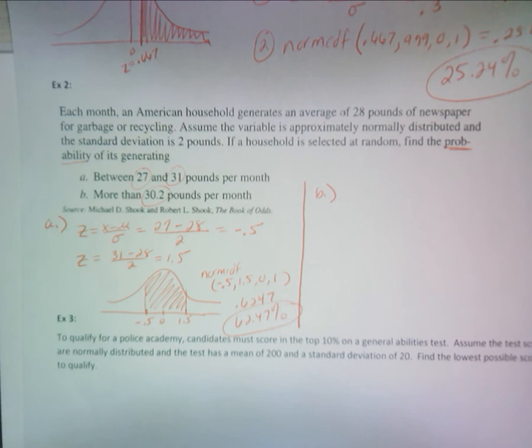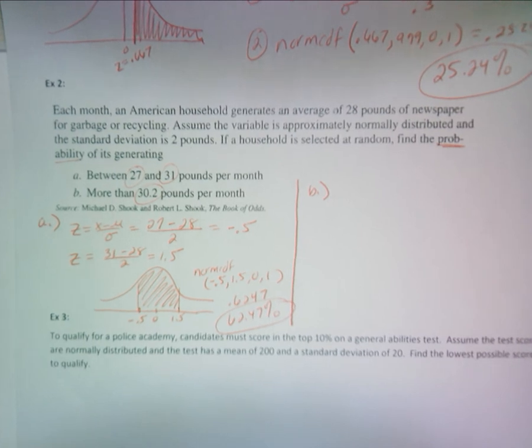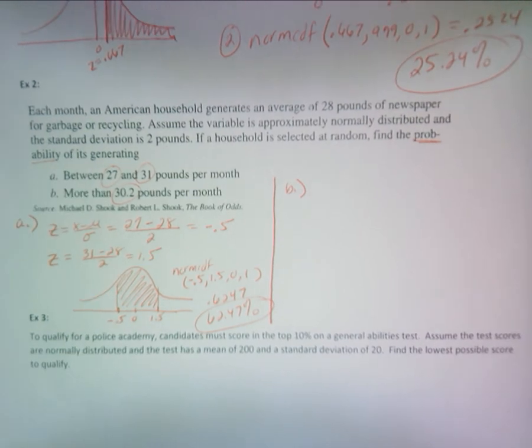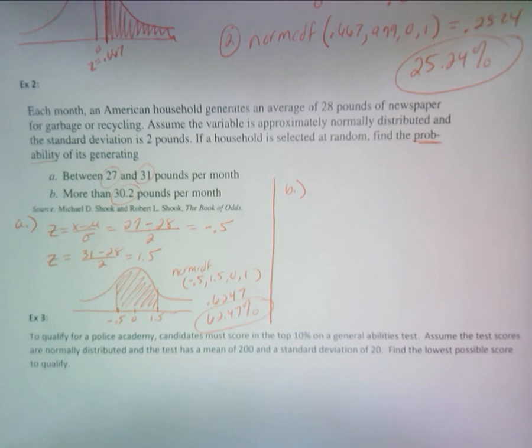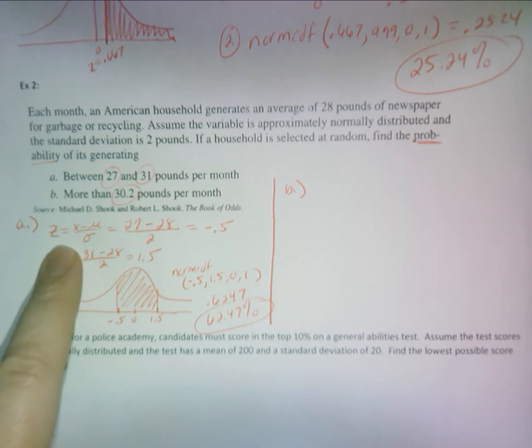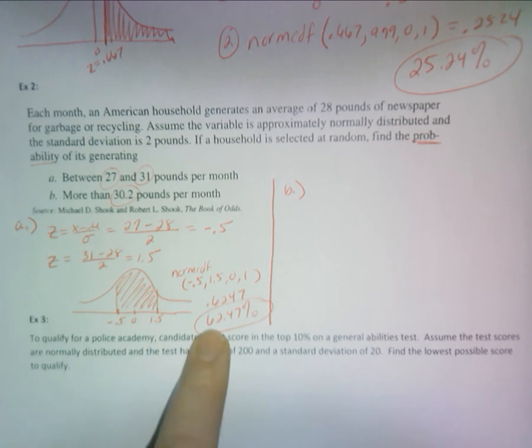I'm wondering if that's true anymore because, I mean, we don't even have newspapers really that much anymore. It's all online. So I'm thinking this was. All right, you try B right now. Try B. Convert to the Z. Draw the picture, put it in your calculator.